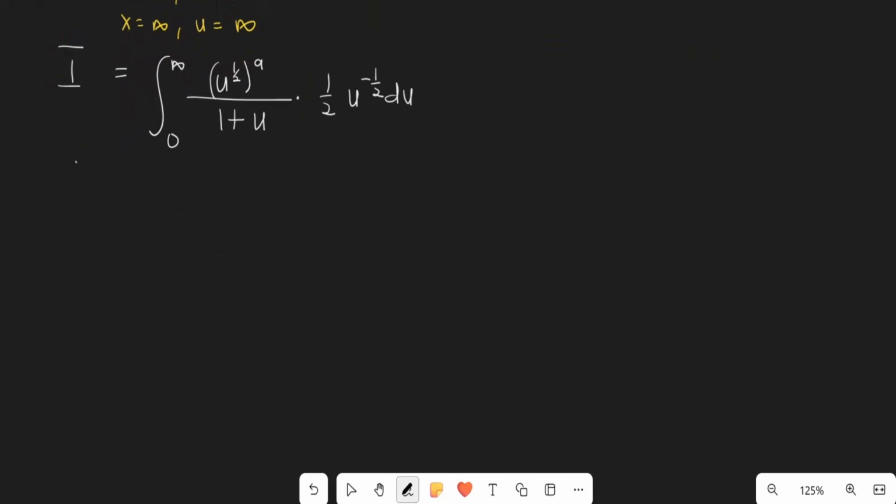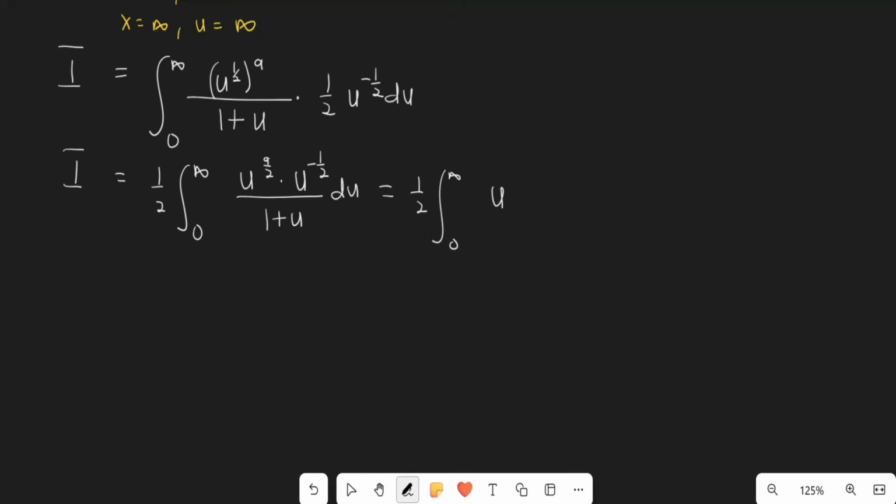Cool. So here I is equal to 1/2, a constant, comes in front here. And we have the integral from 0 to infinity of u raised to the power a over 2, multiplied by u raised to the power negative 1 over 2, all divided by 1 plus u du. And this is equal to 1/2 the integral from 0 to infinity. Combining this using the laws of indices, that is going to be u raised to the power a minus 1 all over 2 divided by 1 plus u du.